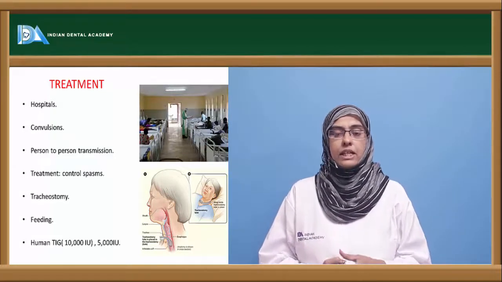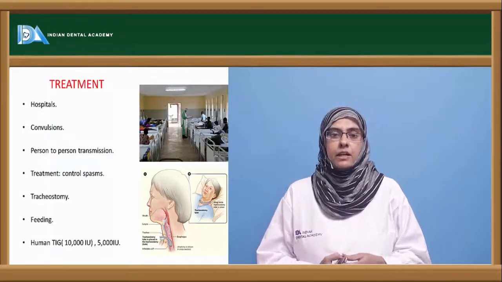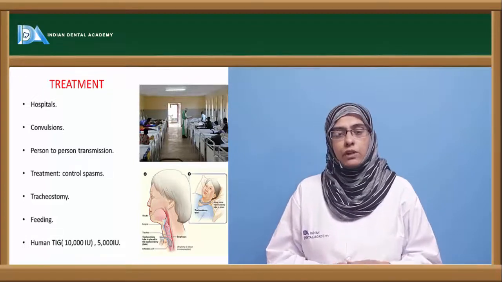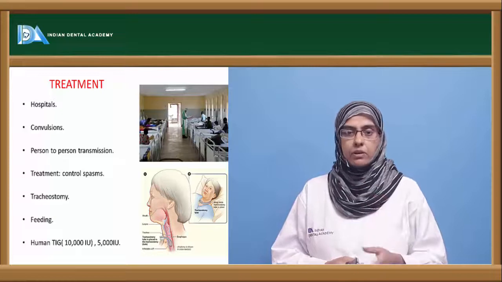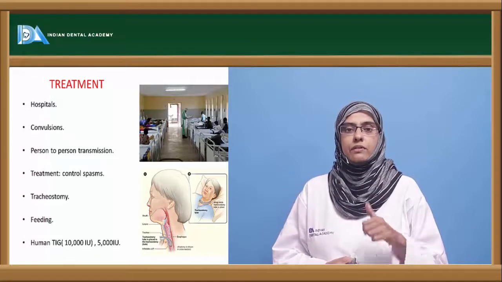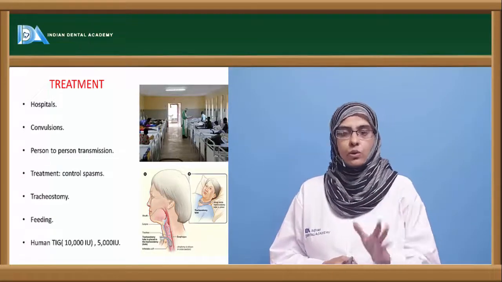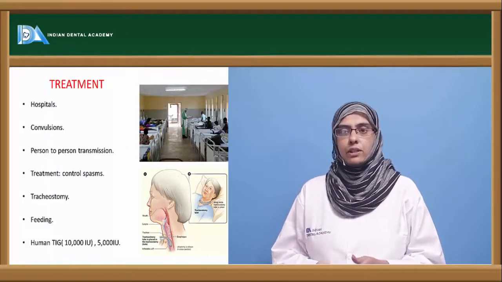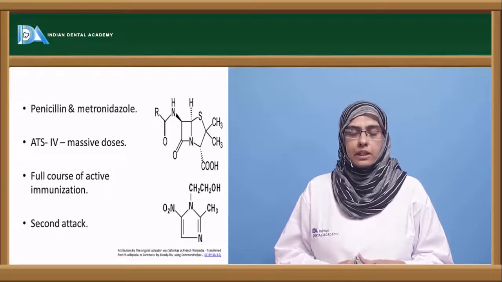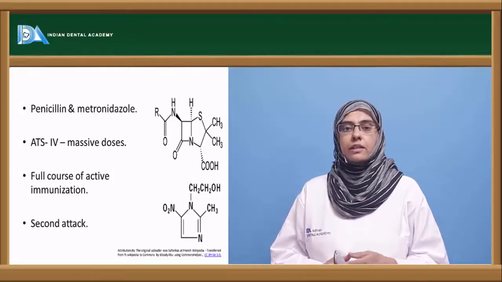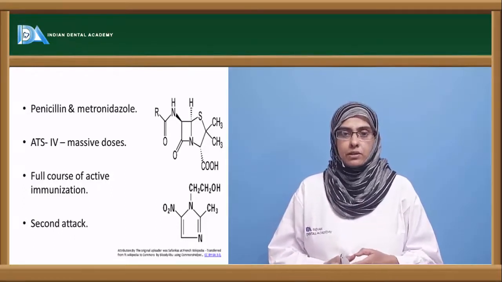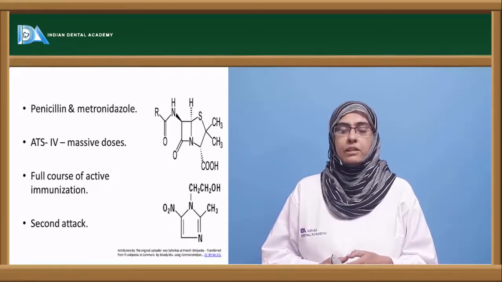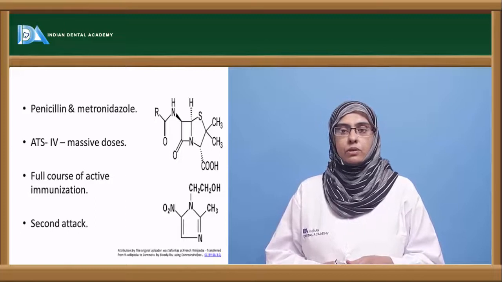And then you have to go for assisted feeding, and during the treatment procedure, along with the antibiotics, you should give human TIG, about 1000 international units, given as an IV dose slowly. If required, you can again give a 5000 international unit dose. And the antibiotics that are mostly given are penicillin and metronidazole. You can also go for antiseptics or topical application to inhibit the growth of the organisms.